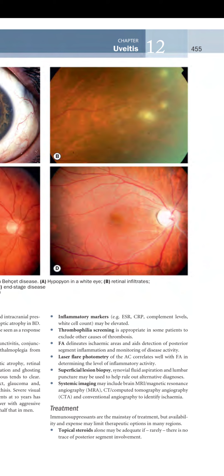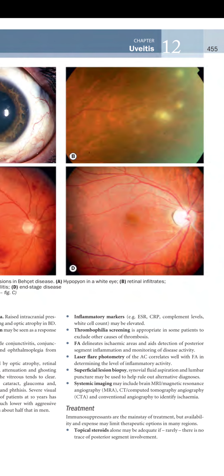Laser flare photometry of the AC correlates well with the FA in determining the level of inflammatory activity. Superficial lesion biopsy, synovial fluid aspiration, and lumbar puncture may be used to help rule out alternative diagnoses. Systemic imaging may include brain MRI, MRA, CT, CTA, and conventional angiography to identify ischemia.